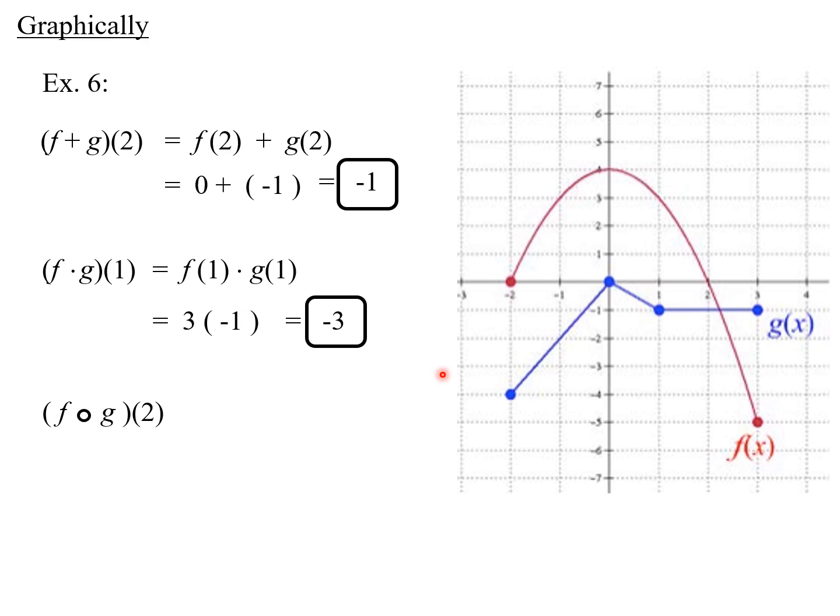Finally, let's do f of g of 2. Well, what's g of 2? G of 2 is negative 1. So that means we want f of negative 1. And f of negative 1 has a value of positive 3. So that's how we do that. So using a graph, you can break these up or take the composition, and using the graph, we can come up with some answers.